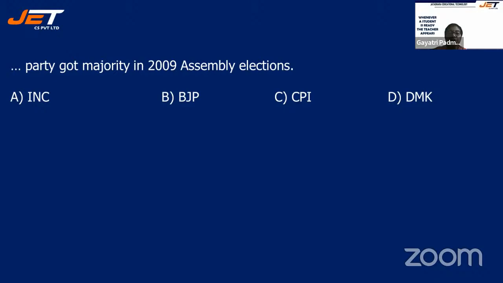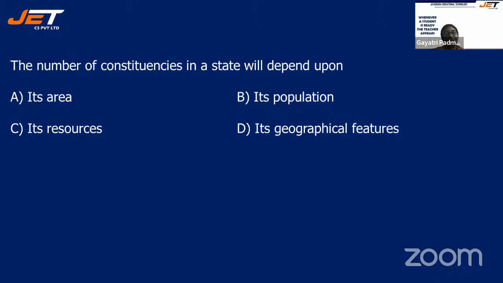Dash party got majority in 2009 assembly elections. Indian National Congress, BJP, CPI, or Dravida Munnetra Kazhagam, DMK. Your 13 seconds is running. Almost it is over. All right. The moment we read the questions, 4 options itself, your 15 seconds starts. So be very swift enough in selecting the answers. And it is Indian National Congress.